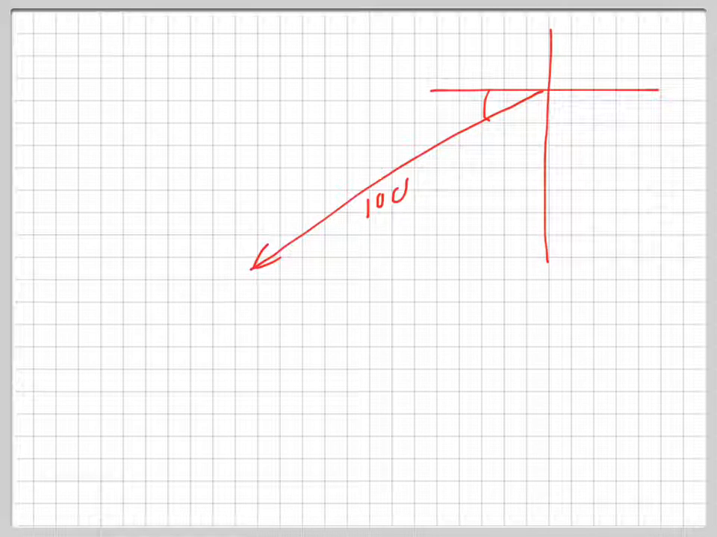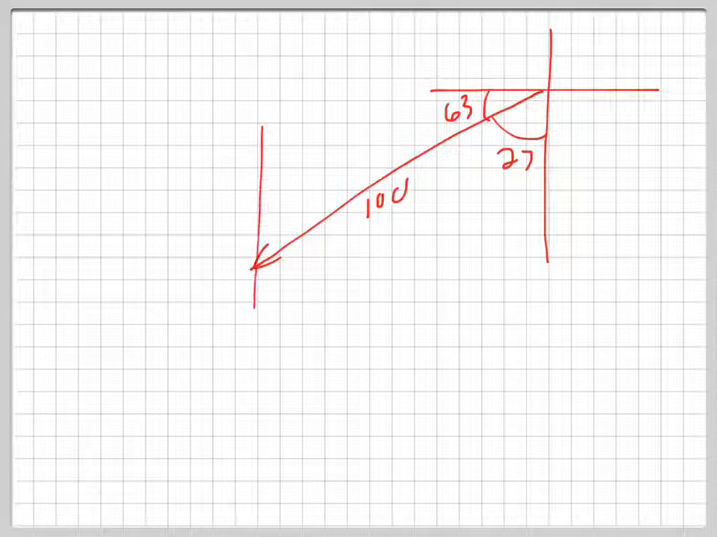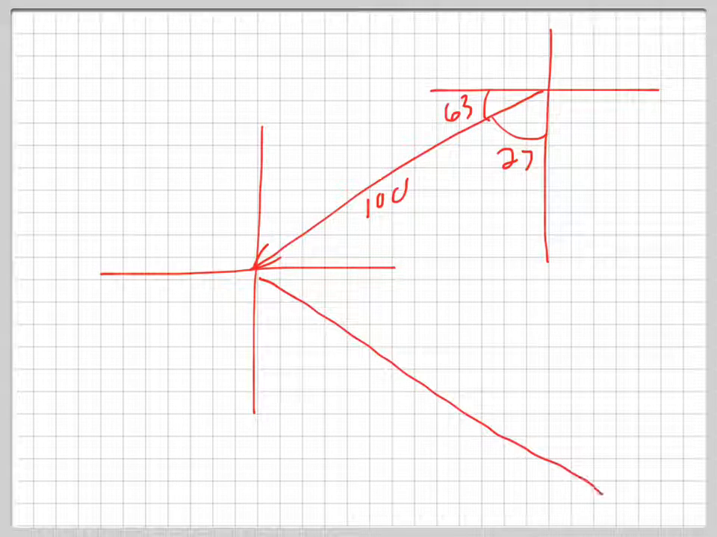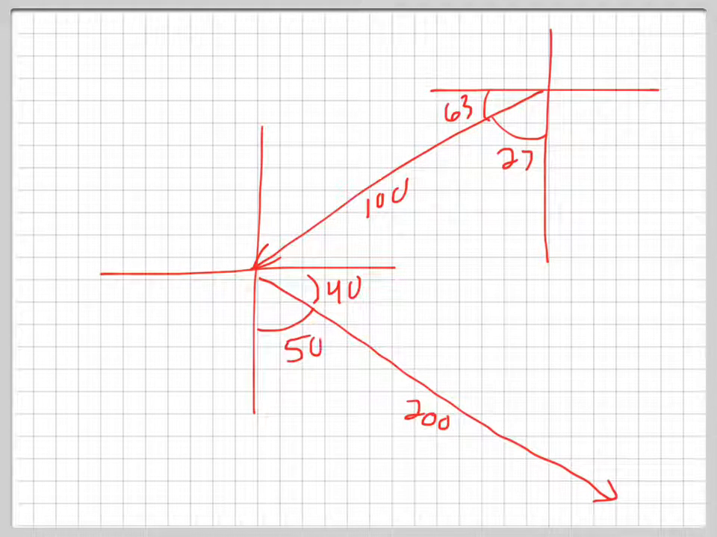That was 63. That was 27. Didn't do that very good either, did I? And so now I'm going to come here and draw a grid, and I'm going to come 40 degrees south of east. So I'm going to come like this. I'm going to draw a big long one. Probably should have even went further. 200. And this is 40. And of course this would be then 50.